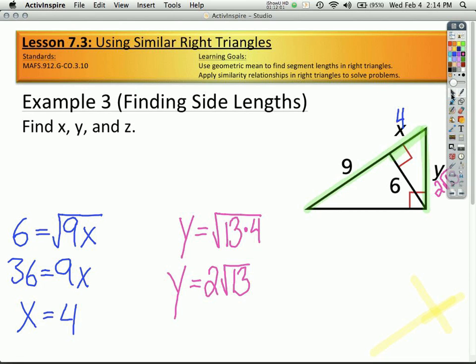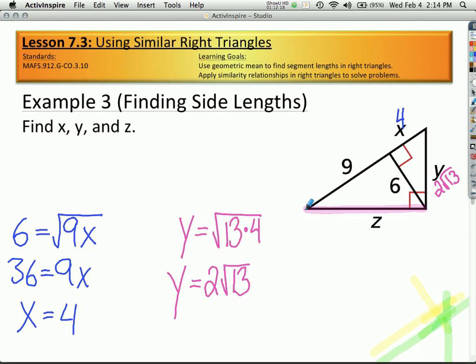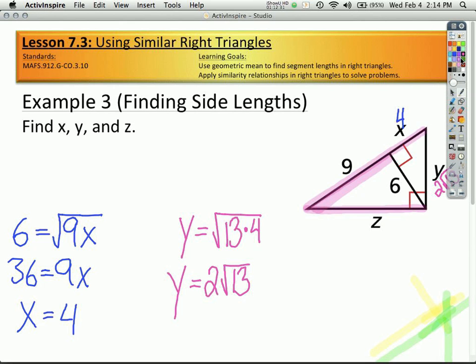Now we need to find z. And we have all the information we need already. The relationship for z is this distance is going to be the geometric mean of the hypotenuse, the whole hypotenuse, and this adjacent leg, this adjacent segment right here. So it's very similar to what we just did for y.